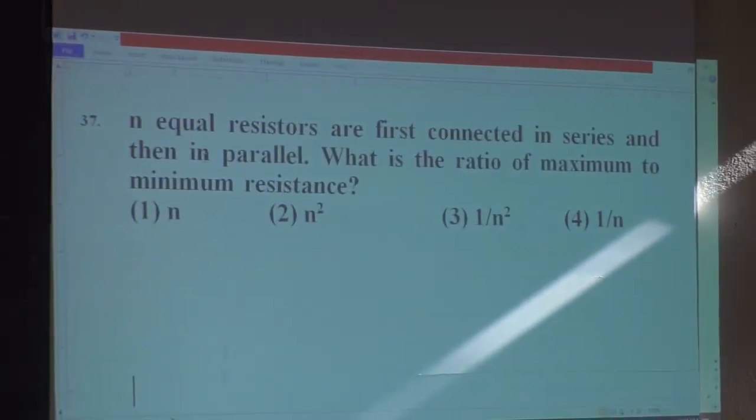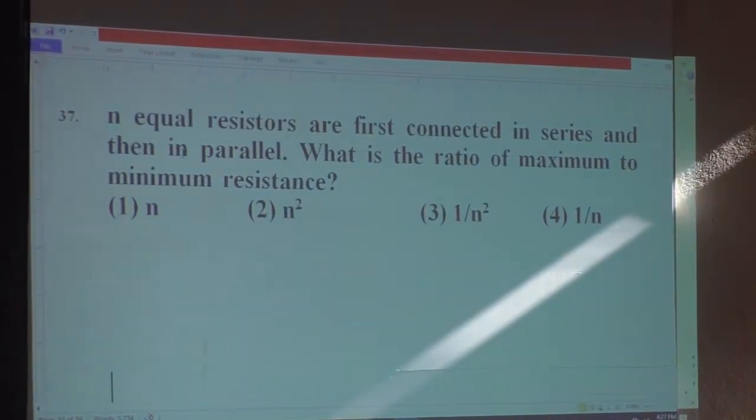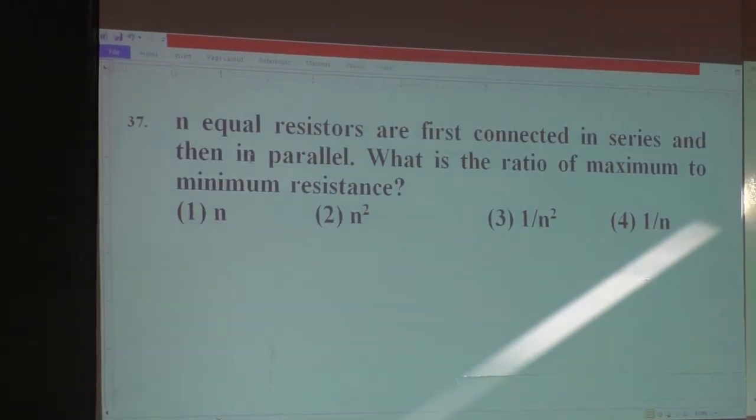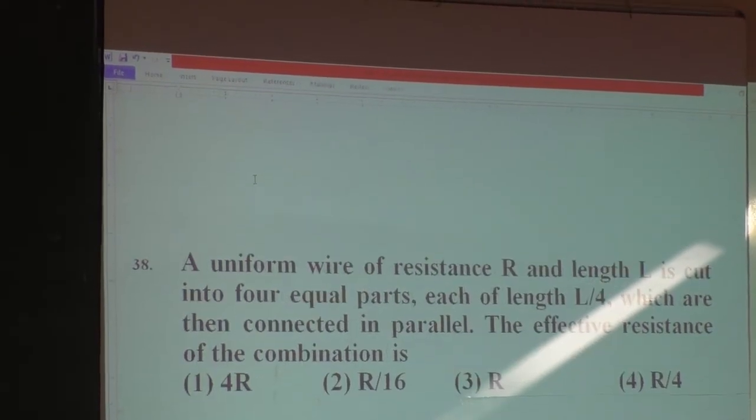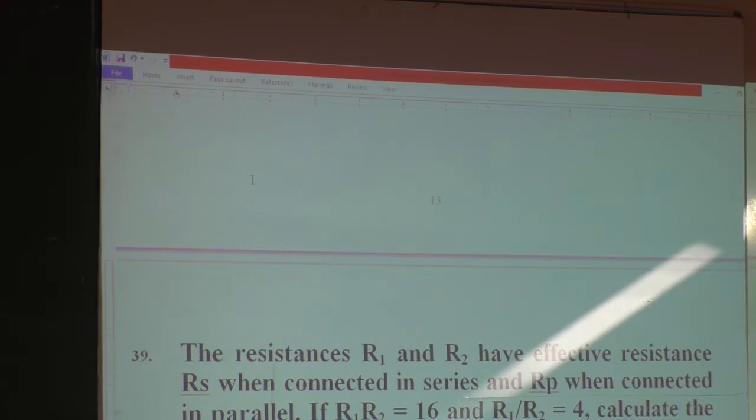Maximum to minimum. Maximum is NR. Minimum is R by N. R, R gets cancelled, N into N becomes N square. It becomes that finally. Okay. Again, an easier question.